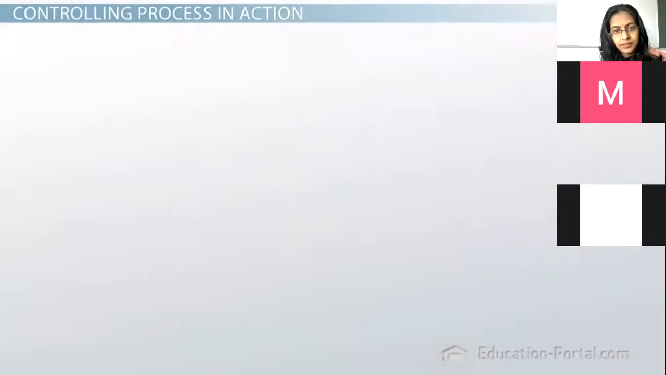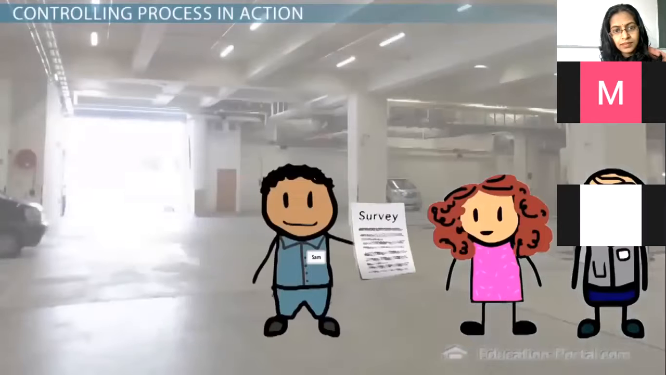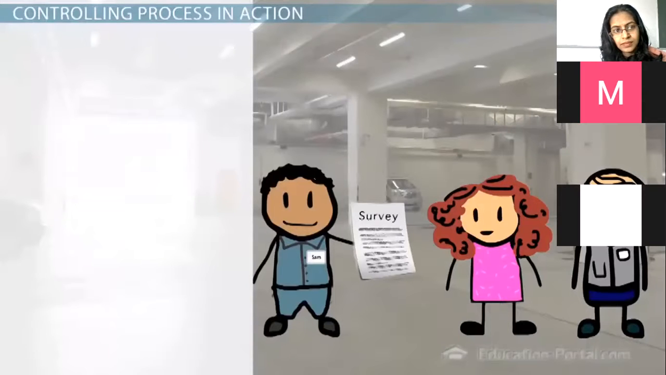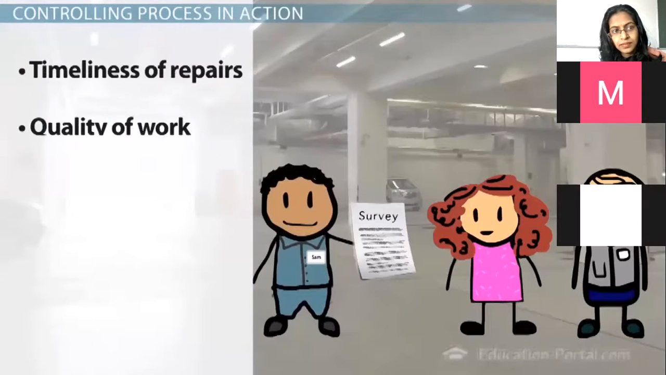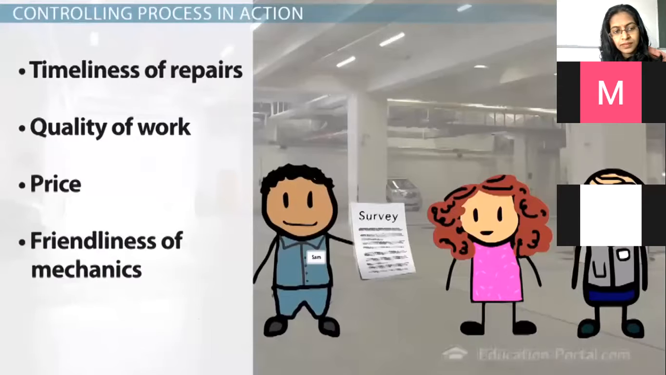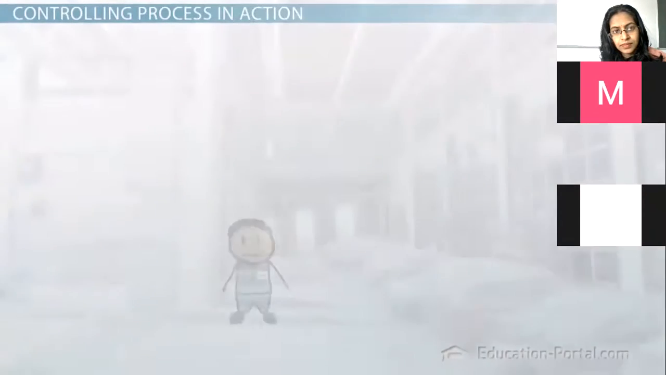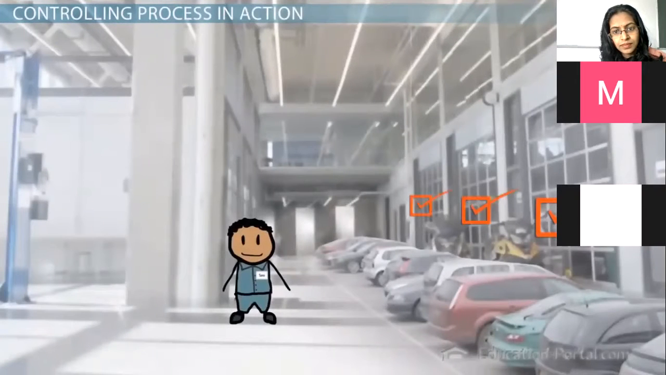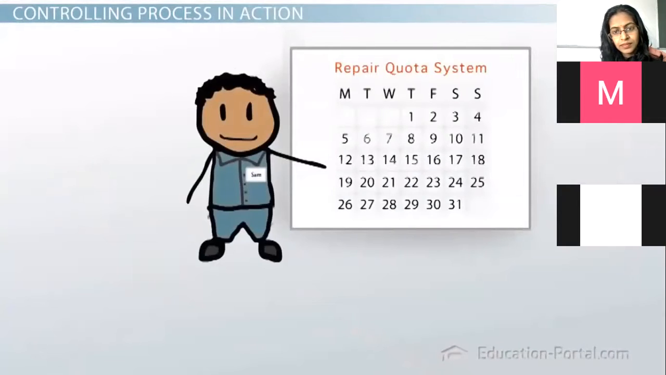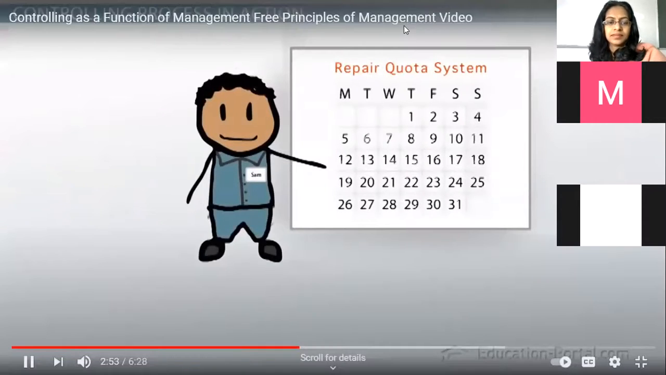Sam also introduces the customer satisfaction survey to his customers. Each customer will fill out a survey in which they will rate their experience based on many factors, like timeliness of repairs, quality of work, price, friendliness of mechanics, and ease of payment. Sam also has to develop a way to measure how many cars are being repaired by each mechanic on a weekly basis to be sure that the amount of repairs done weekly, monthly, and in a year add up to the desired goal of increasing revenue by $100,000 set forth above.